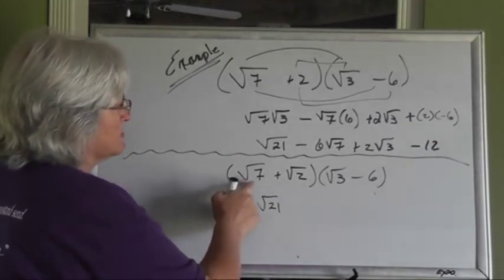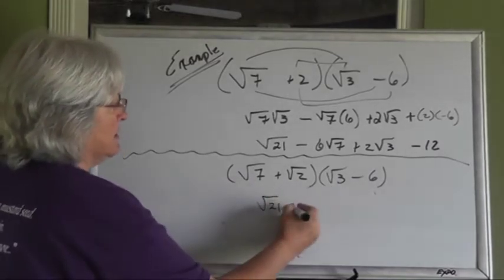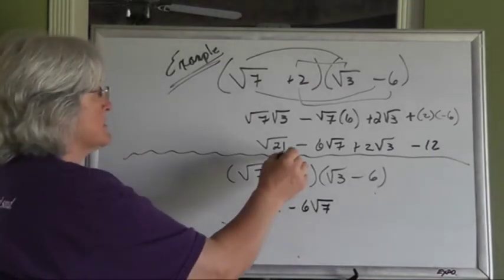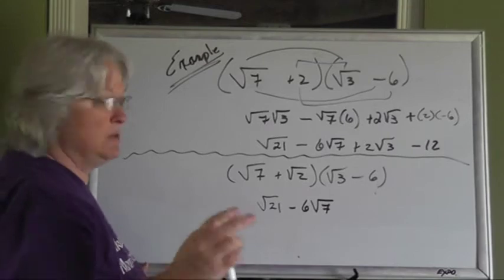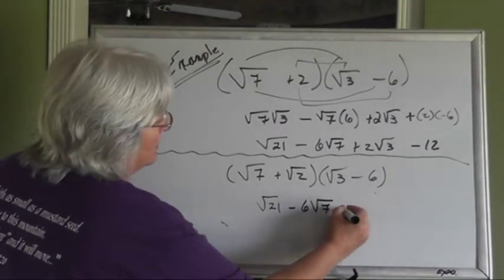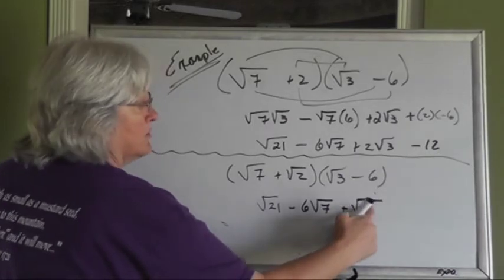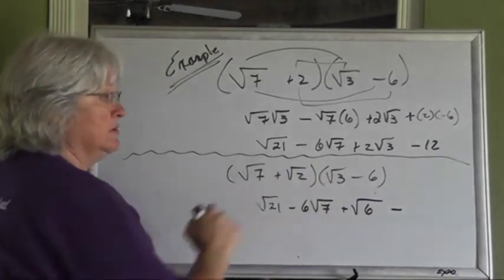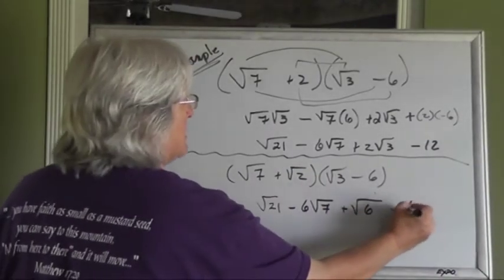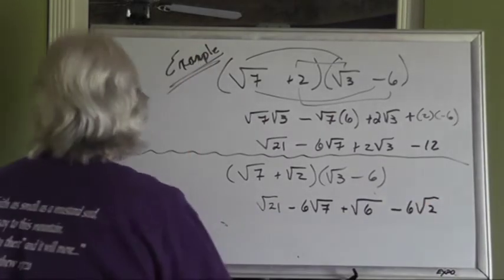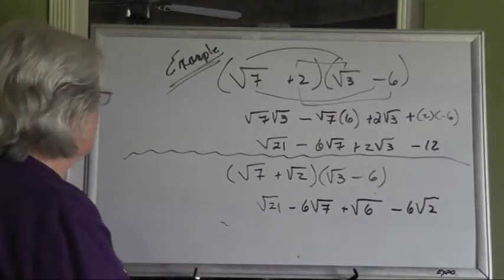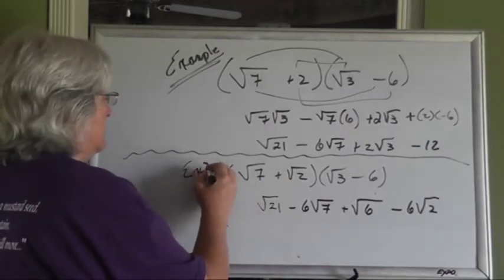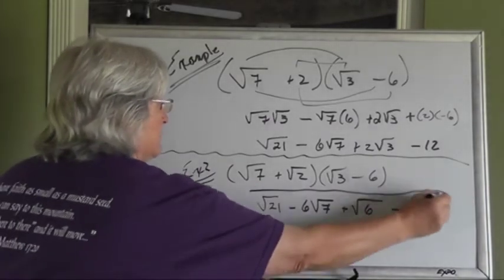The outside terms, square root of 7 times the negative 6, minus 6 times the square root of 7. The inside terms, the square root of 2 times the square root of 3, 2 times 3 is 6. Minus square root of 2 times the negative 6 becomes minus 6 times the square root of 2. And if you look in your book for example number 2, you'll see that this is exactly what they have.